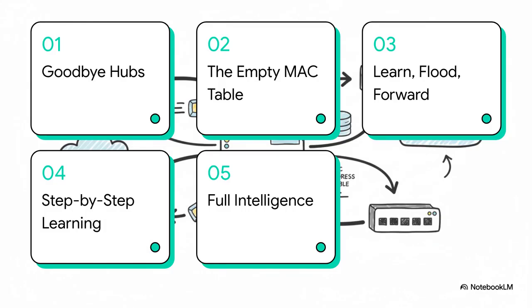Here is our roadmap for today. First, goodbye hubs, hello switches. Second, the empty MAC table. Third, learn, flood, and forward. Fourth, step-by-step network learning. And finally, number 5, full intelligence achieved.